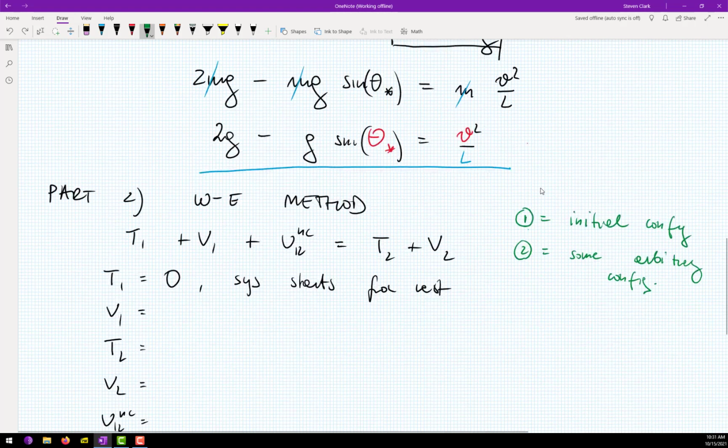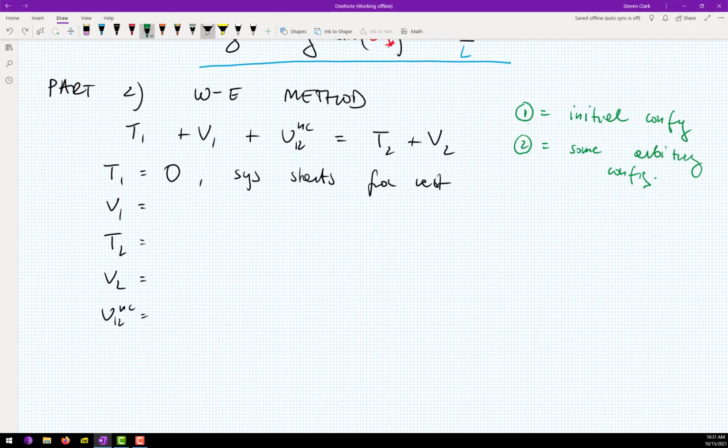So what is T2? At some other configuration, our particle has a velocity, yes? And we have only one particle, so it will be 1/2 m v squared. Great, 40% of the problem done. Let's now go for potential energy. Anybody has any suggestions? What shall I put next to V1 and what shall I put next to V2?